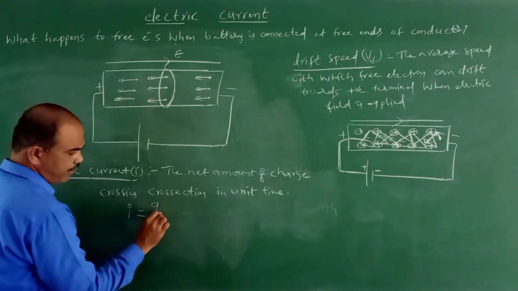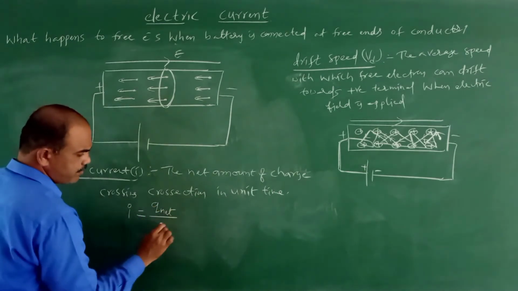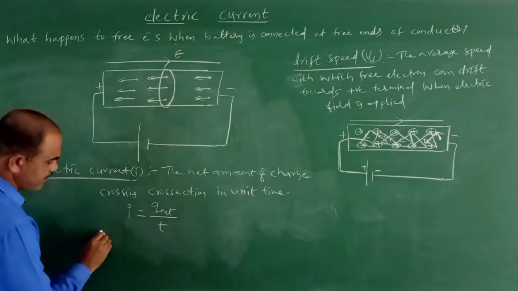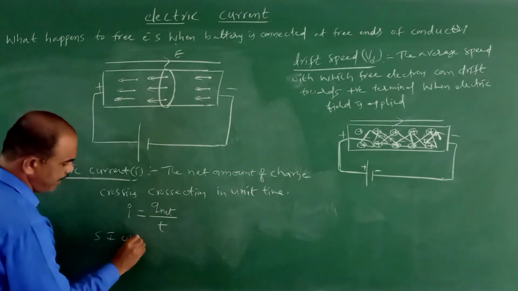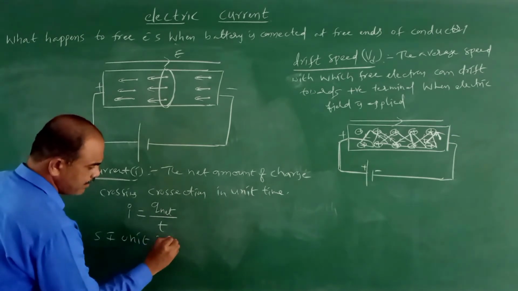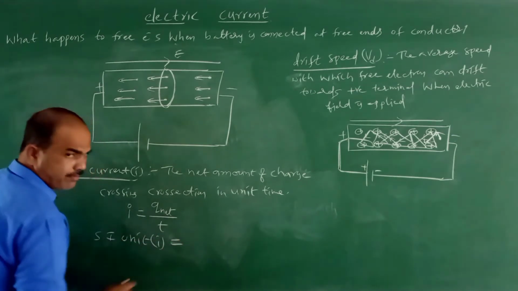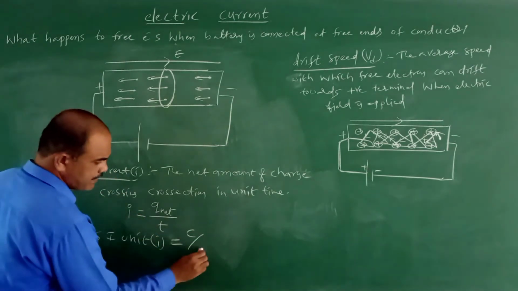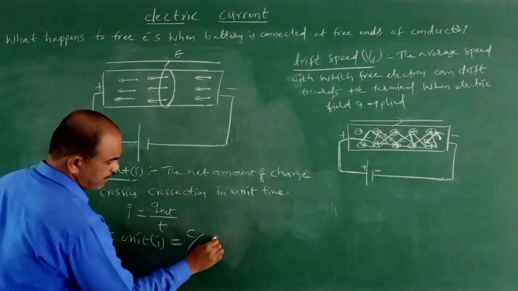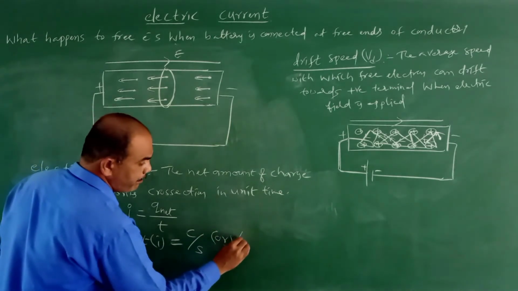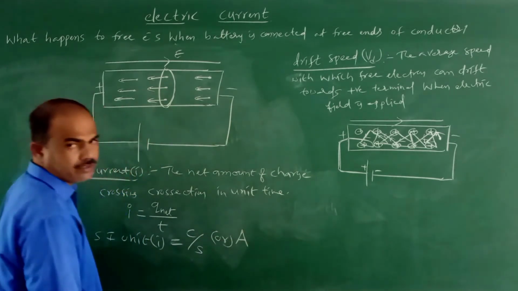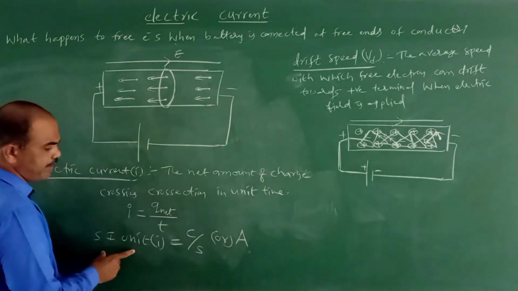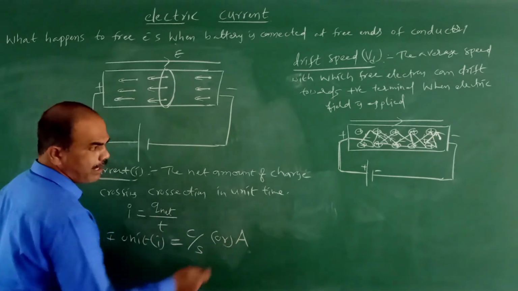What is the formula? I equals the net charge divided by time, I = Q/t. The SI unit of current is charge per time. What is the charge unit? Coulomb. And time is second. So this coulomb per second is also called ampere, capital A. Ampere is also a scientist's name. So the SI unit of current is coulomb per second or ampere.